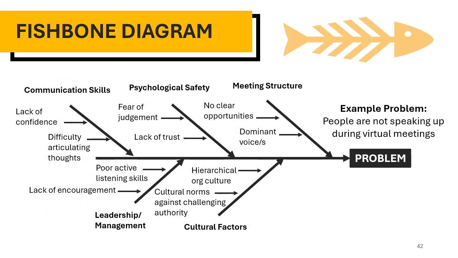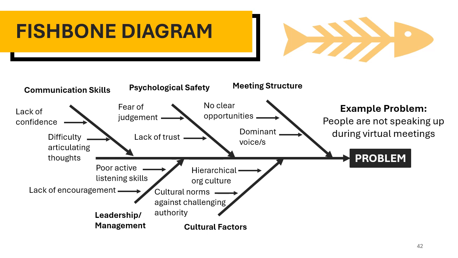So here is a really simple example based on our example problem of people not speaking up during virtual meetings. So along our spine, we have the major causes of communication skills, psychological safety, meeting structure, leadership and management, and cultural factors. So as you can see along each of those major bones, we've got minor causes coming off the sides. So in terms of communication skills, there might just be a lack of confidence or actual difficulty articulating thoughts.